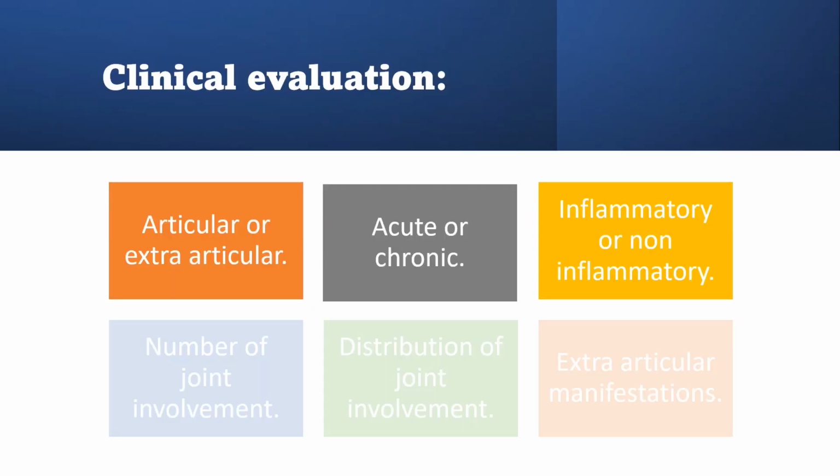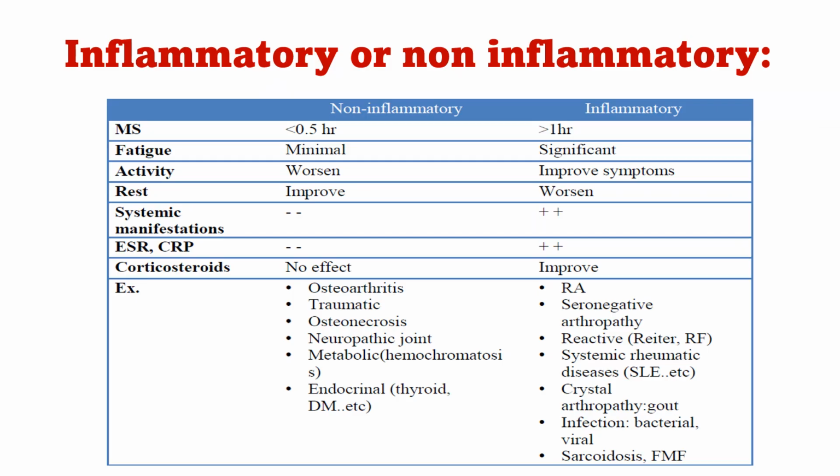The third question: whether the problem in the joint is inflammatory or non-inflammatory. Now we are proceeding to joint involvement. If the patient has articular involvement, I want to ask if it is acute or chronic, then if it is arthritis or arthralgia. How can we differentiate? We have many differences.